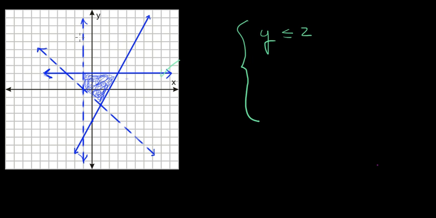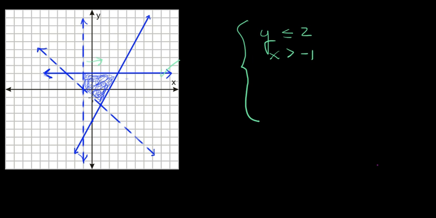How about the other one? The vertical line here. It looks like x is going through here at -1, and it's a dotted line, and it's shaded to the right. So I'm going to say x is greater than -1. And now I've just got the two slanted lines.